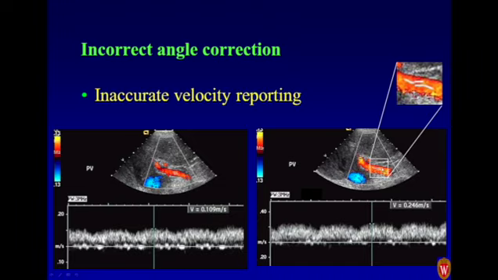By changing the angle, by putting a little angle correction here, all of a sudden we've more than doubled the velocity that we are measuring. Nothing's changed here. All we've done is added the angle correction, and that allows us to truly measure the direction of the velocity of flow within that vessel, because the computer without angle correction automatically assumes that the flow you're measuring is directly towards or away from the transducer.